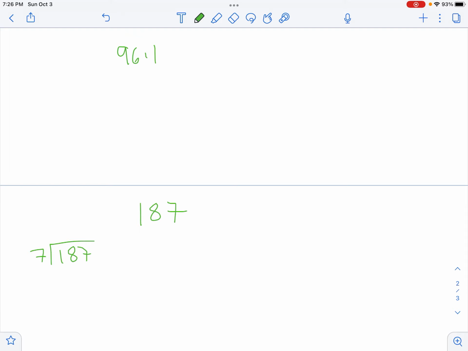7 goes into 18 2 times. 2 times 7 is 14. You get 47. 7 goes into 47 6 times. 6 times 7 is 42. And you have a remainder of 5. So that doesn't work. So 7 didn't work. We know 9 didn't work. Since it's not even, 8 doesn't work. 10 doesn't work. So we can try 11.